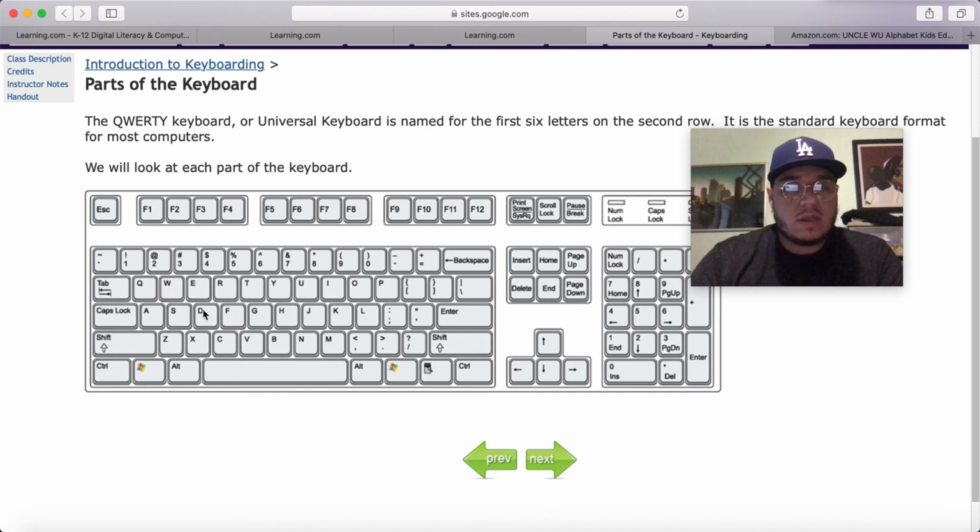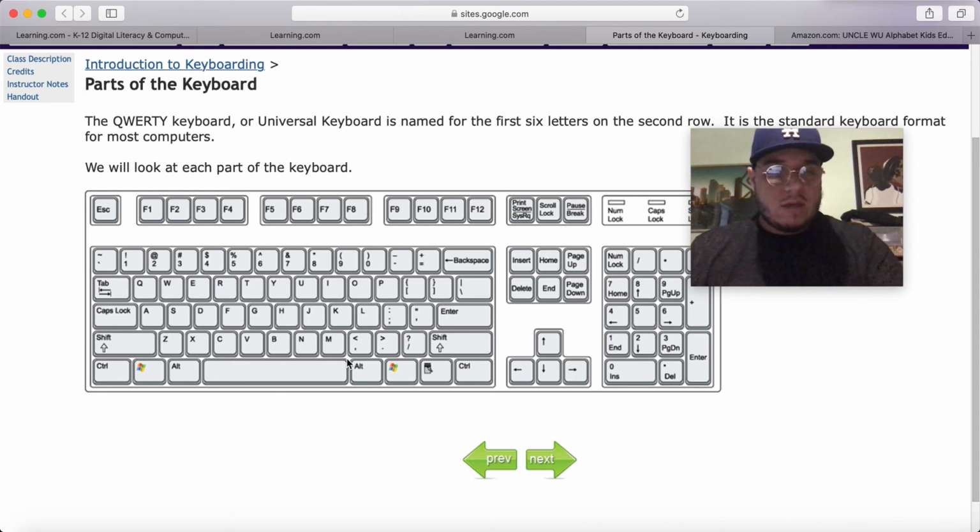Okay? Notice that the letters C, D, and E are all right next to each other. They're right above each other. You have C right above C. You have D right above D. You have E. They're all right next to each other. Okay? So now we're looking at this picture. Now look at your keyboard. Doesn't it look the same?